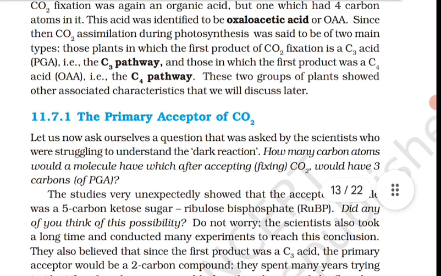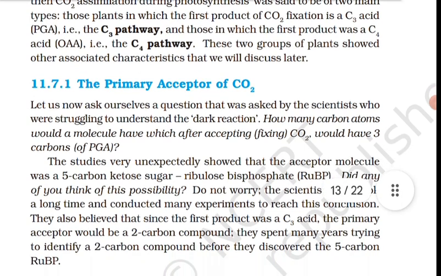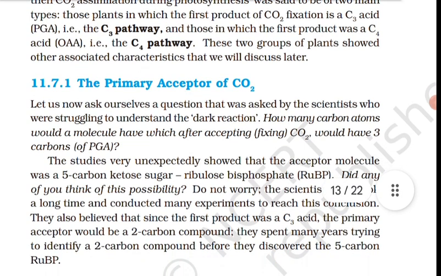Next is, where are the ATP and NADPH used? We learnt that the products of the light reaction are ATP, NADPH and O2, that is oxygen. Of this, oxygen diffuses out of the chloroplast, while ATP and NADPH are used to drive the processes leading to the synthesis of food, more accurately sugars.